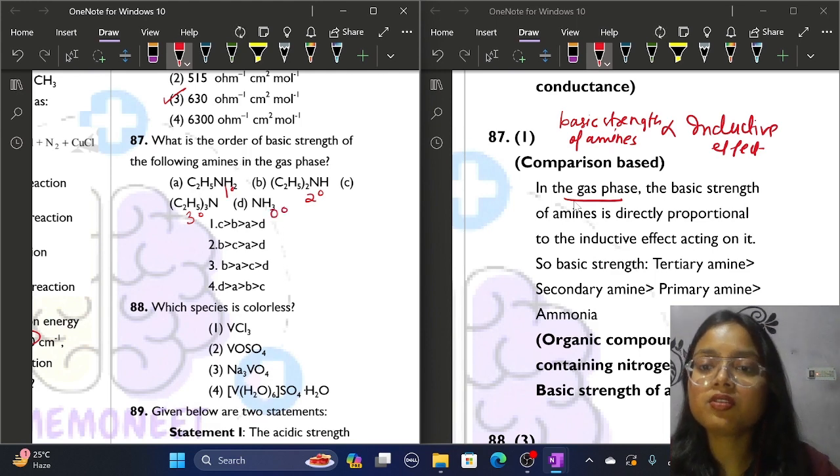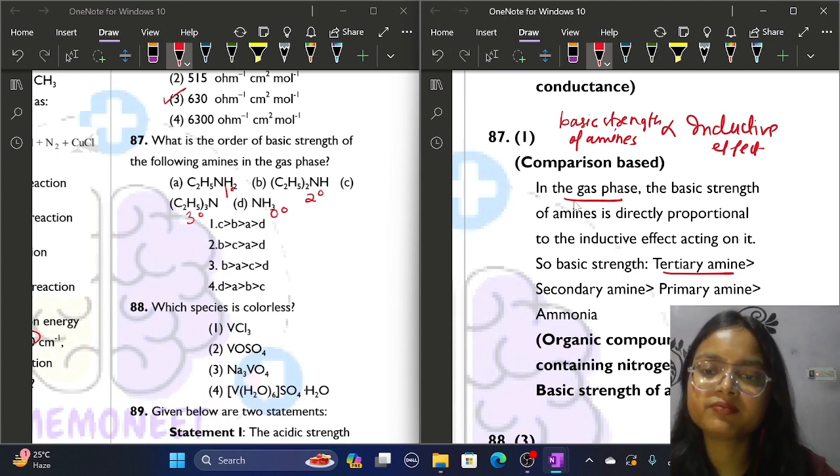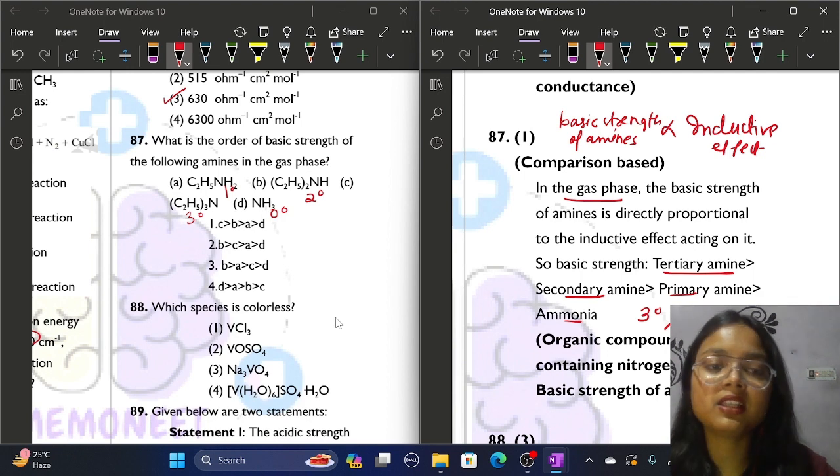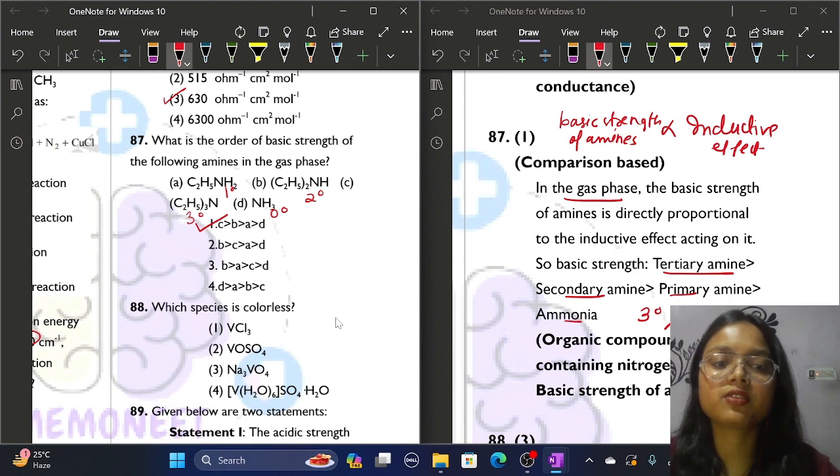So for the basic strength, tertiary amines will have the greatest basic strength, then secondary amine, then primary amine, then ammonia, the zero degree one. So which option will be correct? C, then B, then A, then D. So the first one is the correct option.